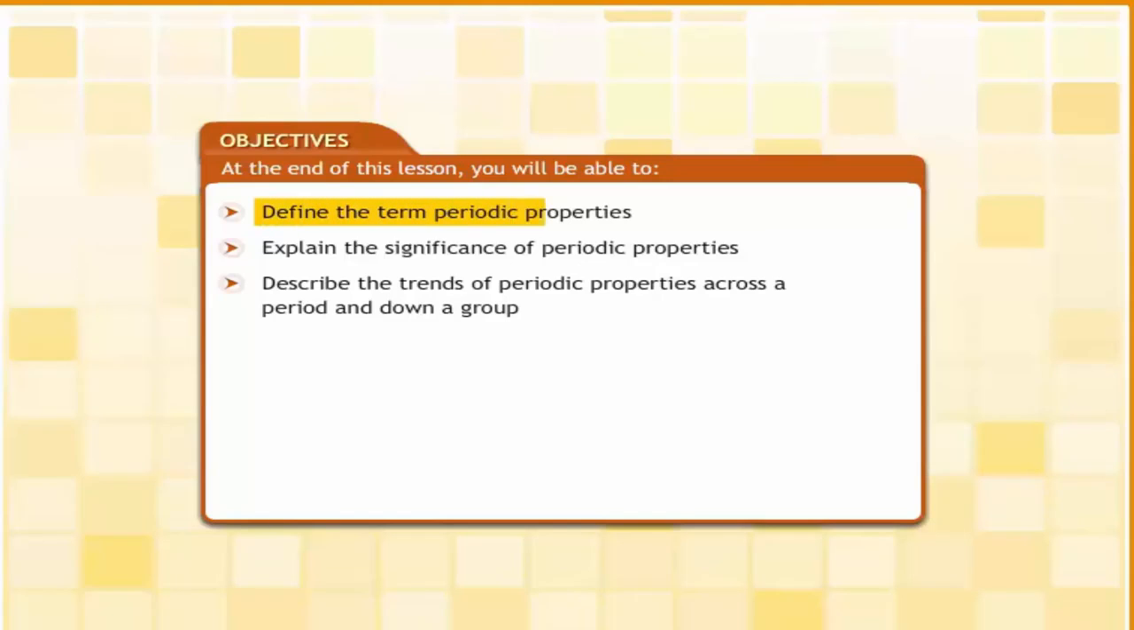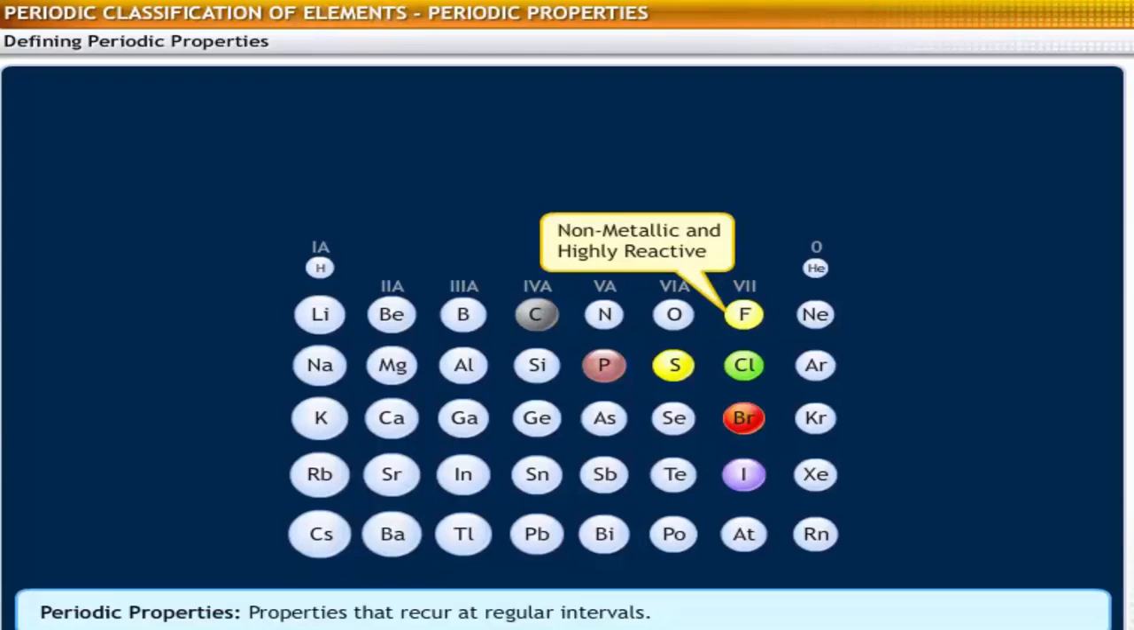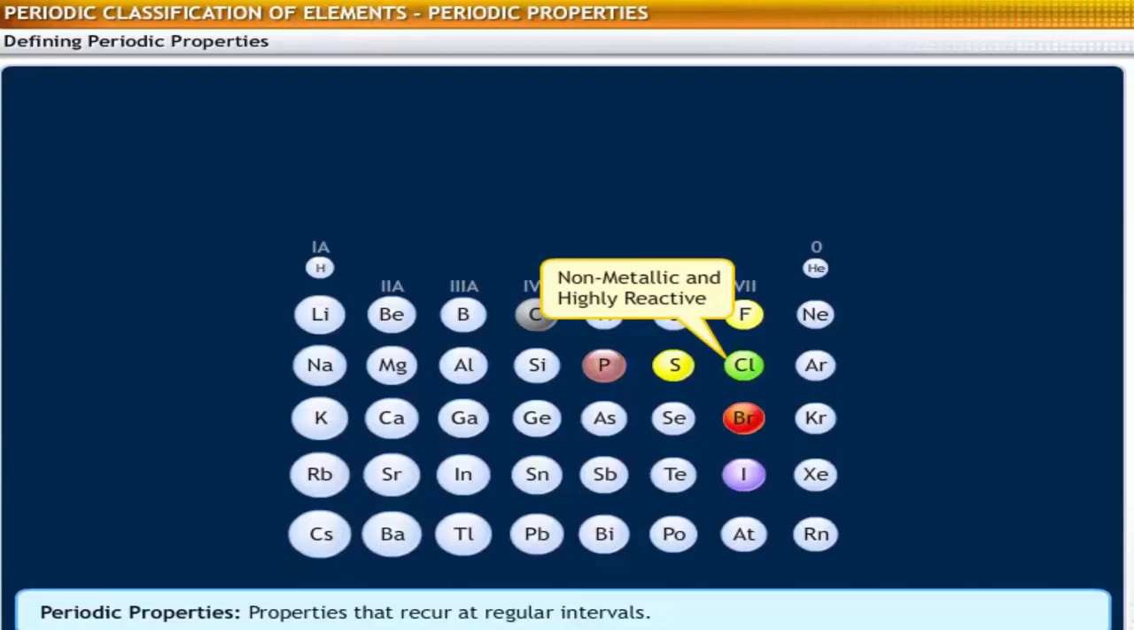At the end of this lesson, you will be able to define the term periodic properties, explain the significance of periodic properties, and describe the trends of periodic properties across a period and down a group. The term periodic properties in elements refers to the properties that recur at regular intervals. The trend of recurrence of properties is called periodicity.